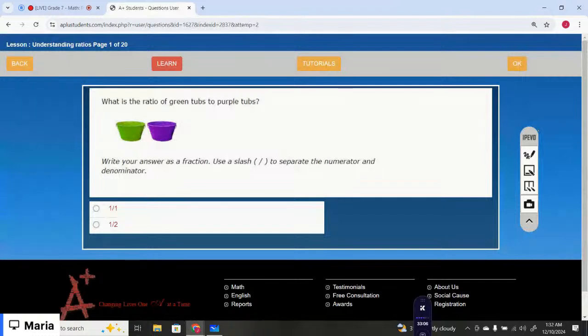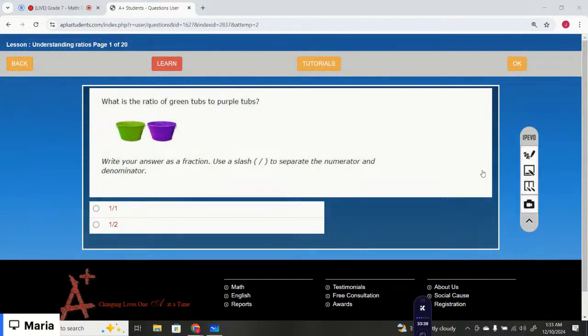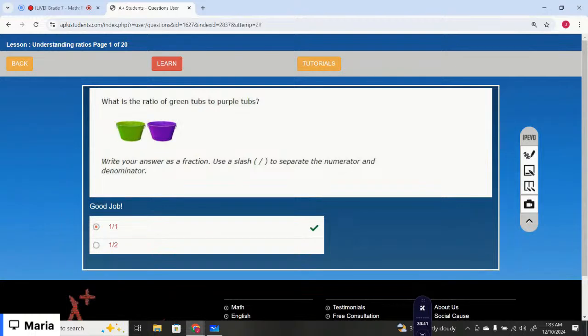What is the ratio of green tabs to purple tabs? So which is the correct option? Green tabs to purple tabs. You have one green tab and one purple tab. So that is a 1 to 1 ratio. The correct option is 1 to 1. Option number 1 is the correct option. That is 1:1.